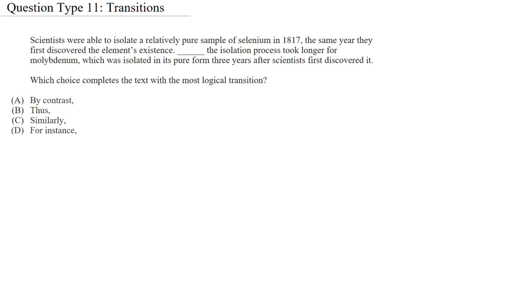Question type 11, transitions. Now we can go back and look at that transition table that I showed you earlier, but this one's pretty simple. We have 2 different sentences that are contrasting. This one says that we're isolating a pure sample of selenium, and then this one is saying that we have molybdenum. These 2 are contrasting, so therefore our answer must be A.